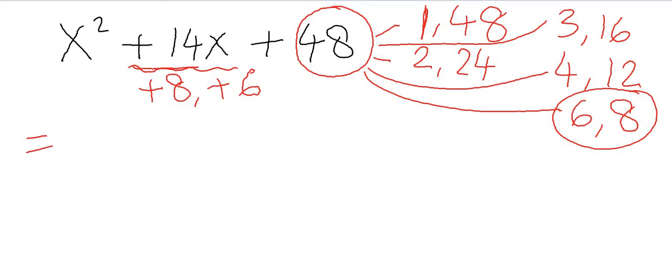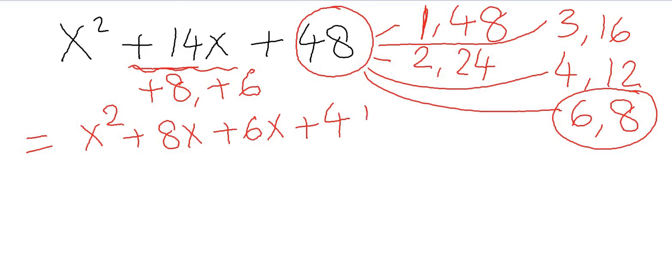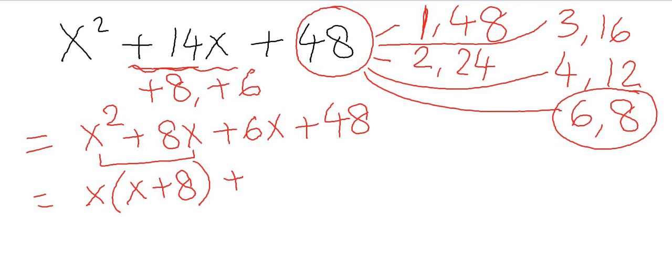So I will rewrite this as x squared plus 14x. I'll break it down into 8x plus 6x. And then I write the last term as is, 48. And then I take x common from these first two terms. I get x plus 8. And then from these two terms I take 6 common, and in parentheses I have x plus 8, right?